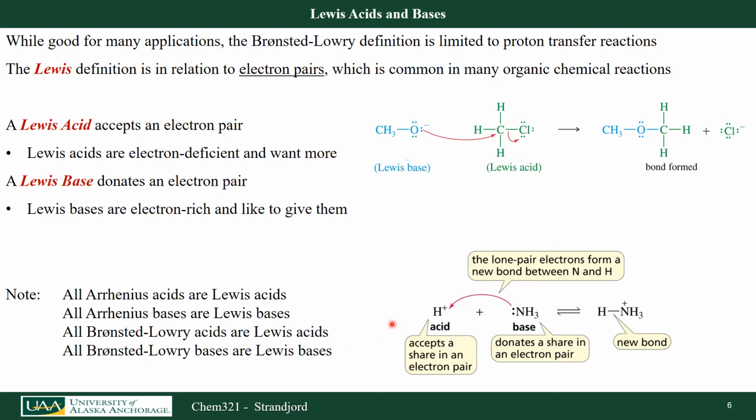Let's take a look at the Lewis relationship to Bronsted-Lowry. For example, here I have a molecule that has extra electrons, so this would be a Lewis base. This proton here, it wants electrons, so it's a Lewis acid, but there's a proton being transferred here, so this would also be classified as a Bronsted-Lowry acid-base reaction. If this were done in water, it would also be classified as an Arrhenius acid-base reaction.